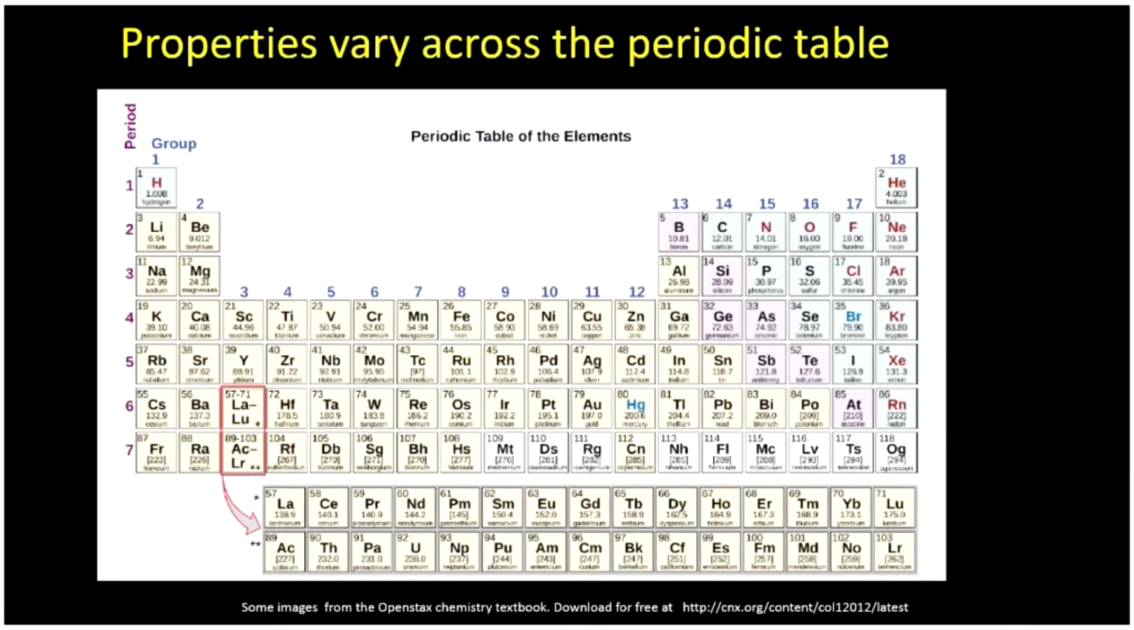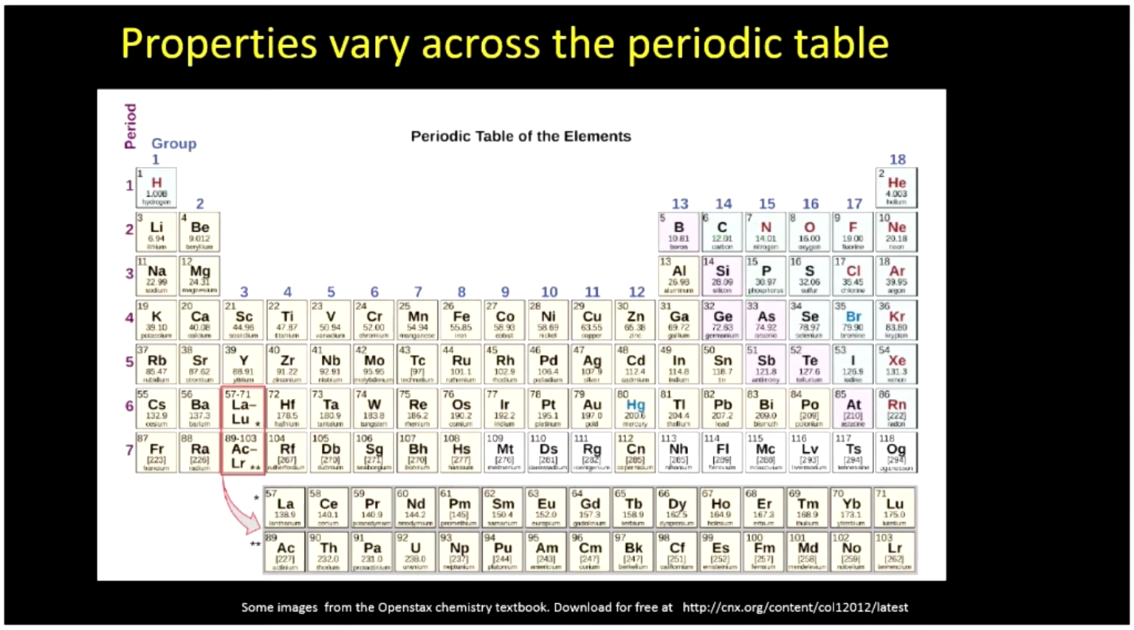One simple example would be atomic number. Remember that the little number up here represents the number of protons. And what you can see is as we move from left to right on the periodic table, the atomic number increases. So boron's 5, carbon 6, nitrogen 7. Or as we go from top to bottom, the atomic number increases. So we have 7 for nitrogen, 15 for phosphorus, and 33 for arsenic. So that's one property that varies as we go across the periodic table.